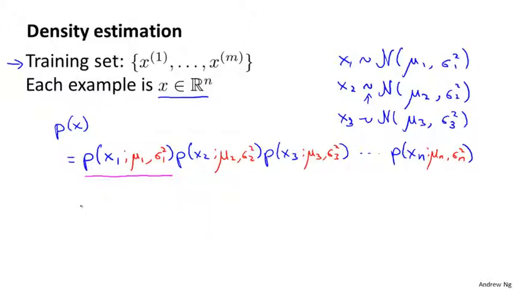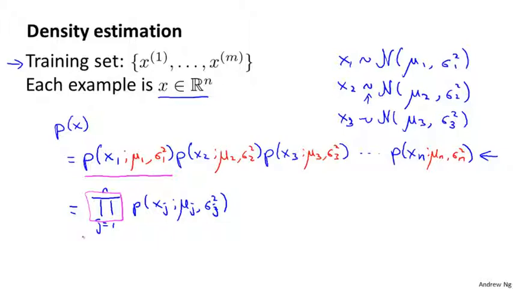And finally, in order to wrap this up, let me take this expression and write it a little bit more compactly. So I'm going to write this as a product from j equals 1 through n of P of xj parameterized by mu j, sigma squared j. So this funny symbol here is actually a capital Greek letter pi. That funny symbol corresponds to taking the product of a set of values.